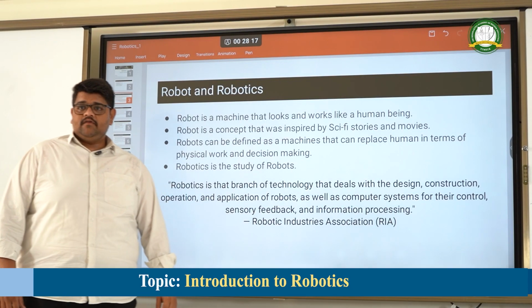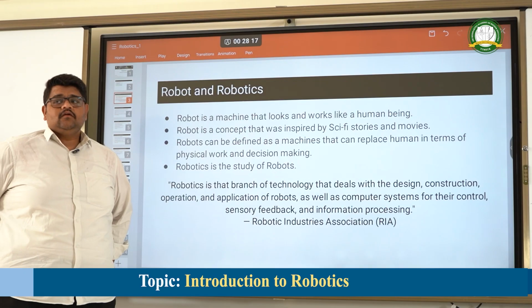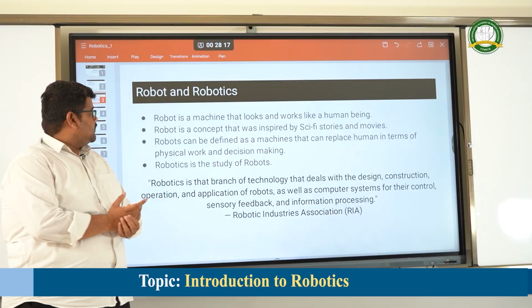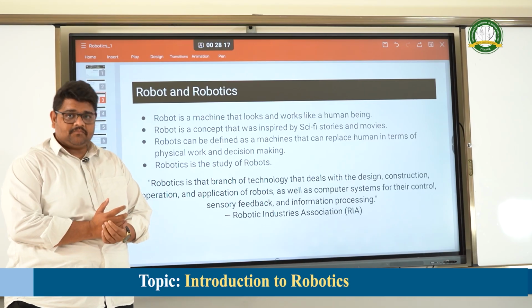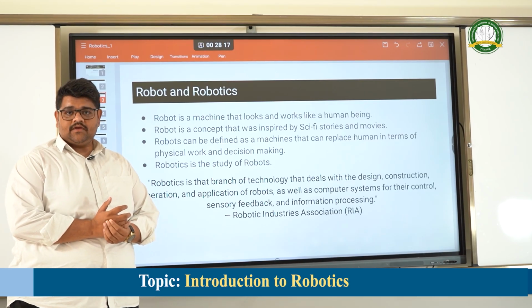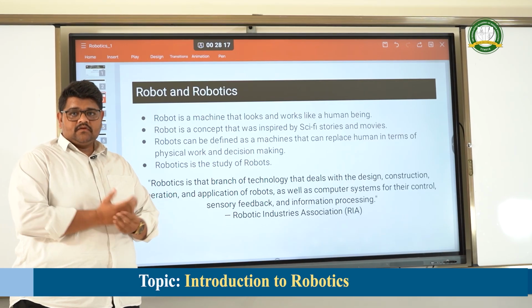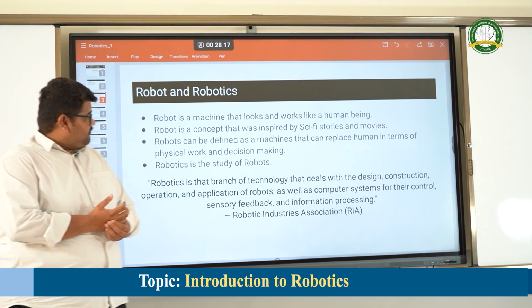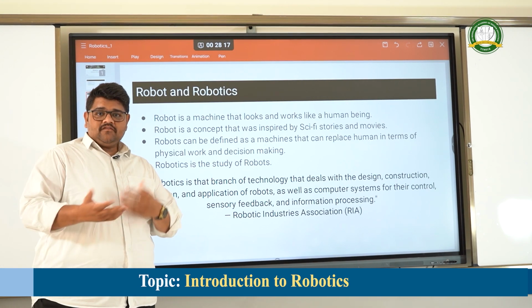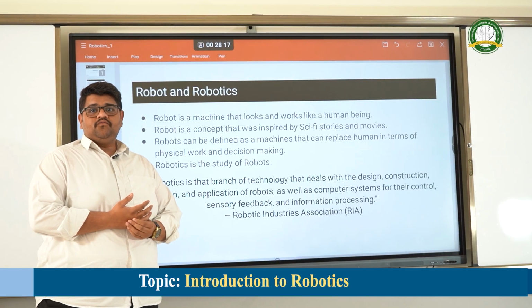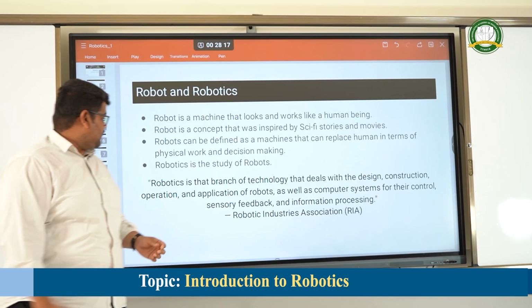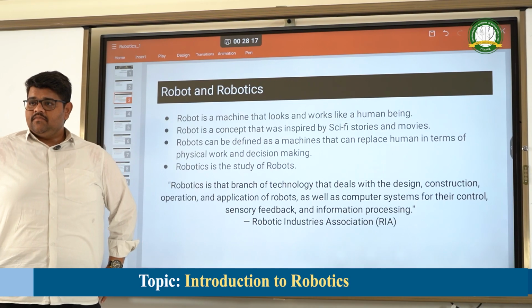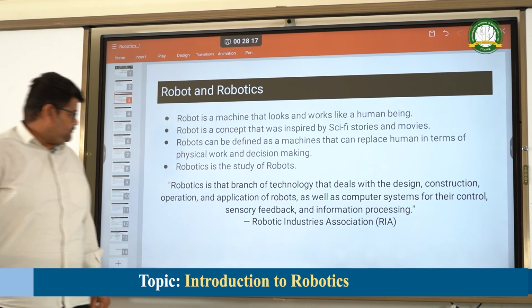Okay, a robot we can think of as a machine which looks and acts like a human being. It was first introduced as a concept in science fiction stories and in movies in the early 1900s. Robots can be defined as a machine which can replace humans with regards to physical work and decision making. Robotics is nothing but the study of robots.